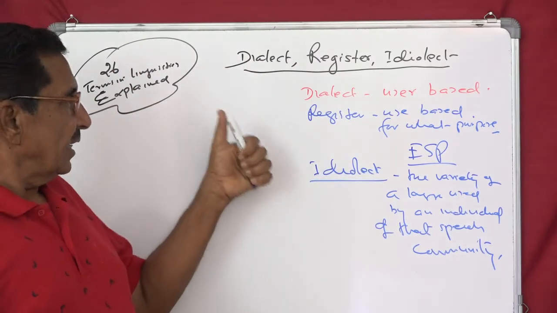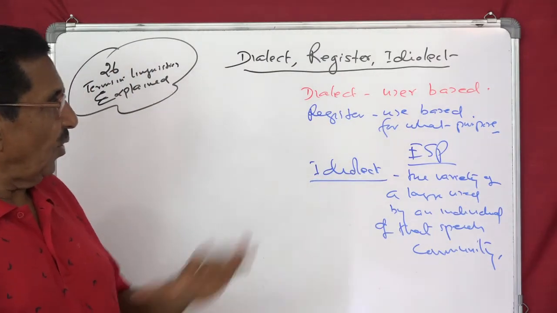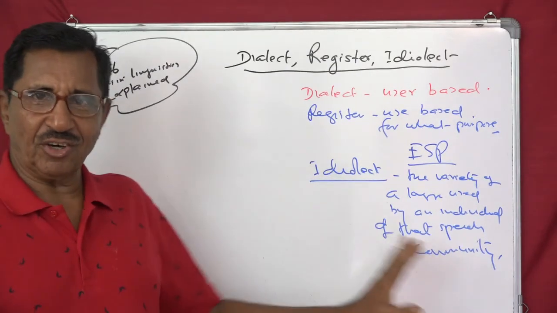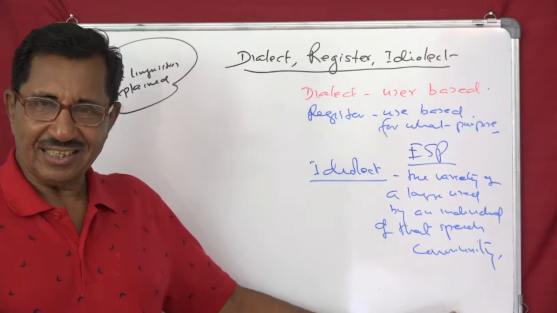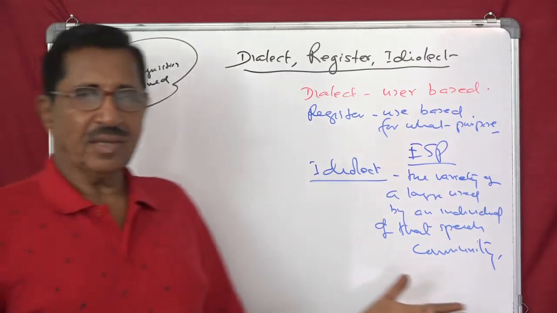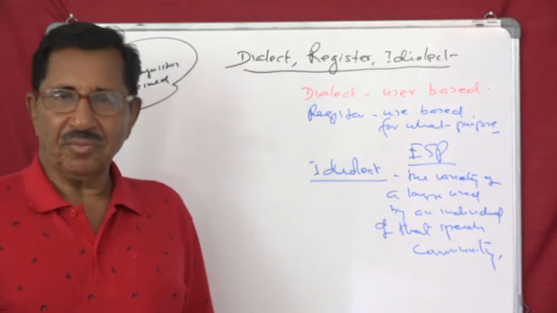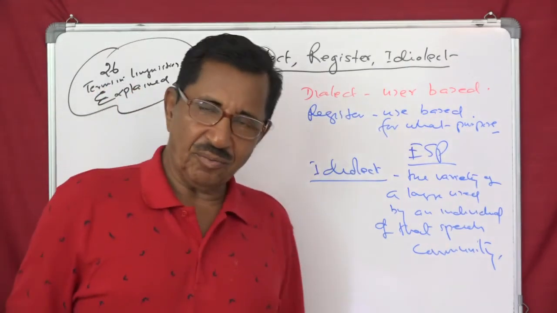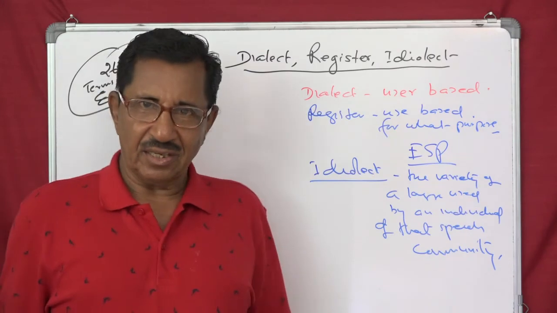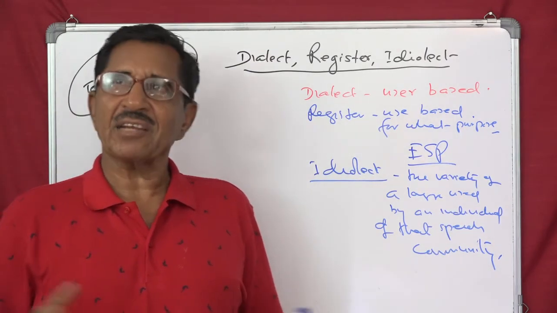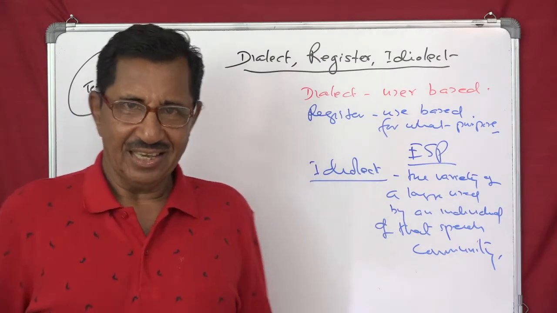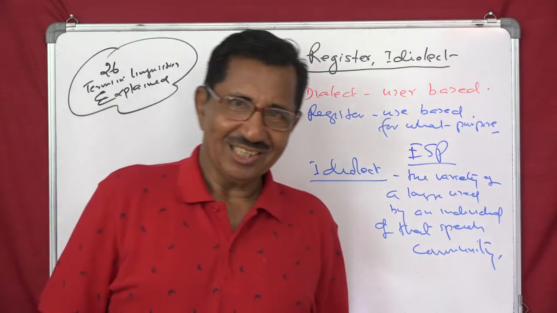Now, all these are varieties, but the core is the same. 26 letters are there, 44 sounds are there. Instead of a common word, you may say wonderful, another person says magnificent, another says splendid, the same meaning. That's his idiolect. Personal style.